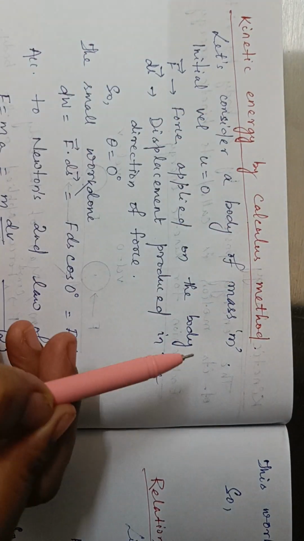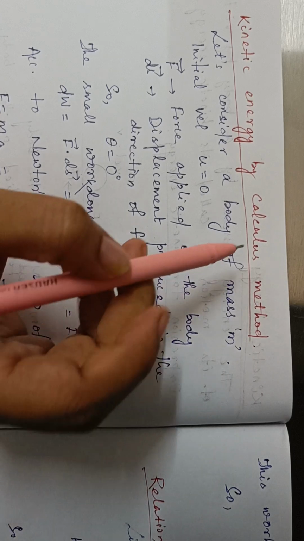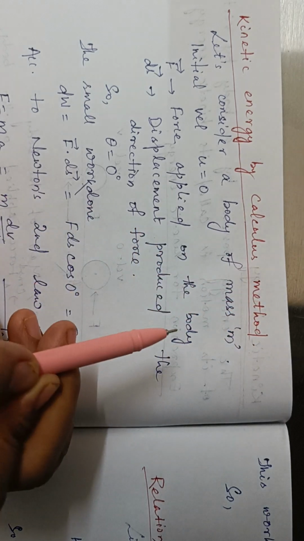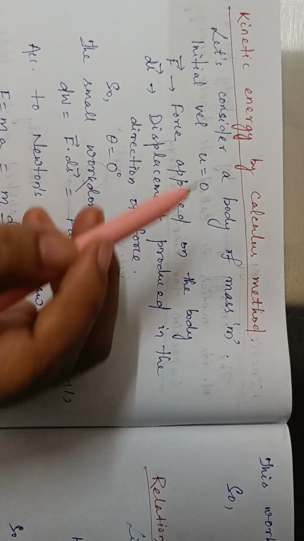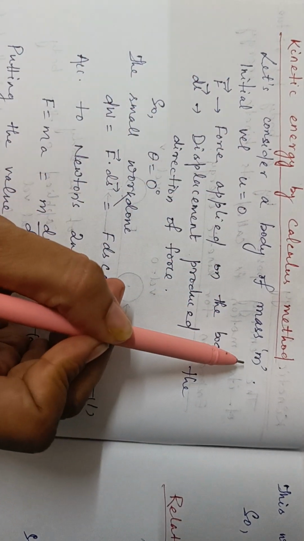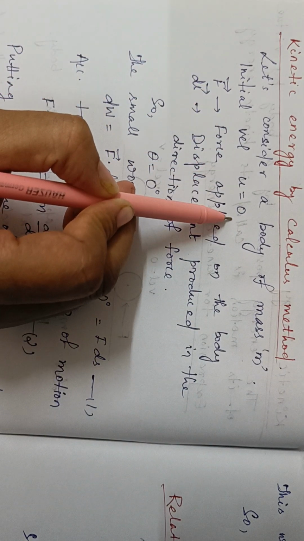That was in the direct method. But here we have to calculate the kinetic energy by calculus method, by calculus method. So let's go for it. Let us consider a body of mass m. The initial velocity was 0, u is equal to 0.